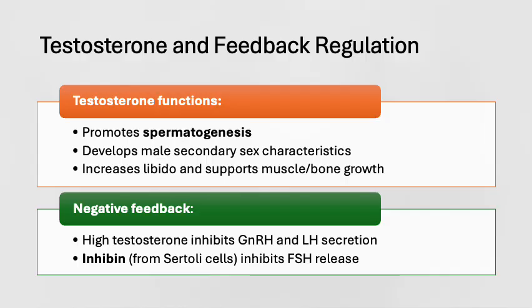Additionally, Sertoli cells release inhibin when sperm production is deficient, which selectively inhibits FSH secretion. This dual feedback mechanism ensures that hormonal levels remain within a narrow range, preserving fertility while preventing overproduction. It is a highly efficient loop that balances reproductive demand with physiological health.